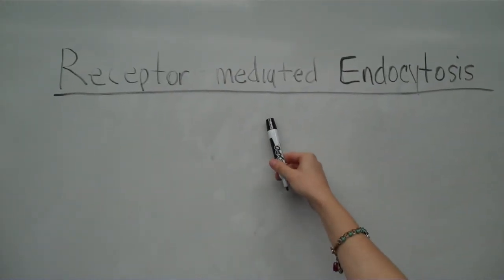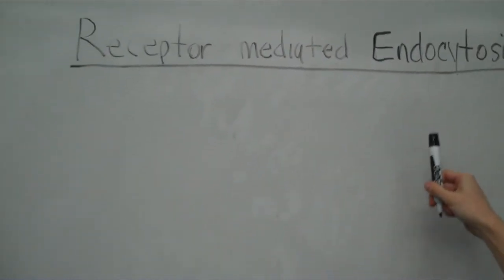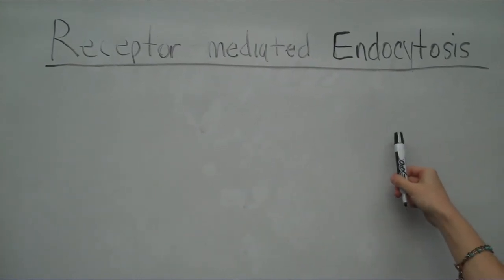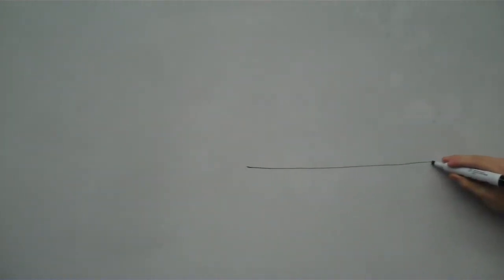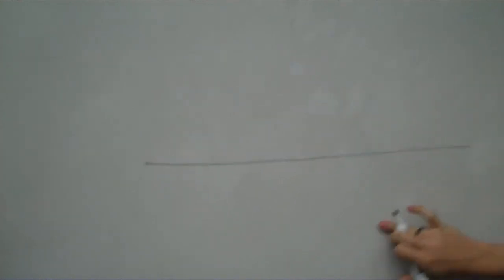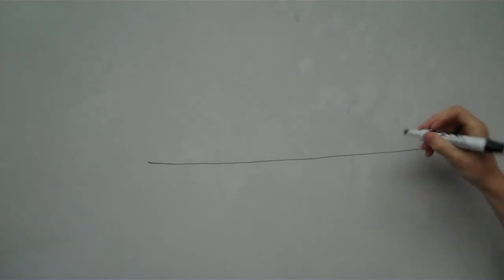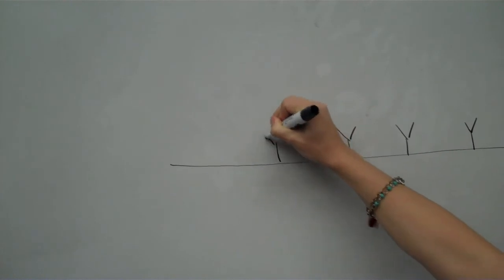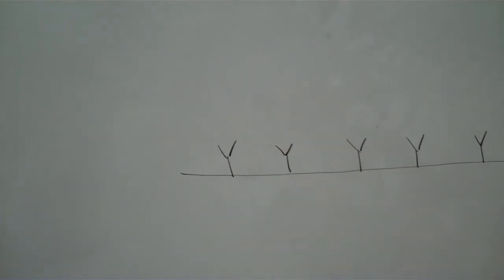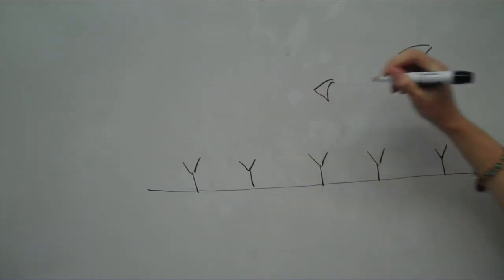Okay, the last one we're going to learn about is receptor-mediated endocytosis. Unlike pinocytosis and phagocytosis, this one is very specific on what it will allow into the cell. In receptor-mediated endocytosis, we start out with the cell wall. This is the outside of the cell, this is the inside of the cell. On the outside of the cell, we have little receptor sites all over. And then we have different things floating around outside the cell, such as proteins.